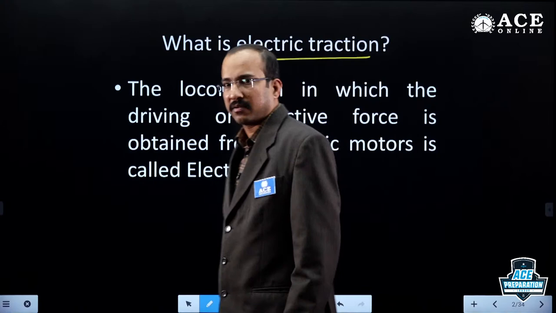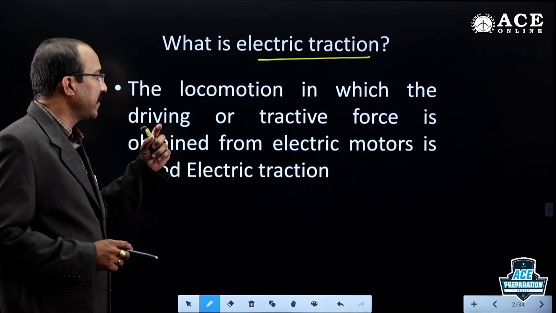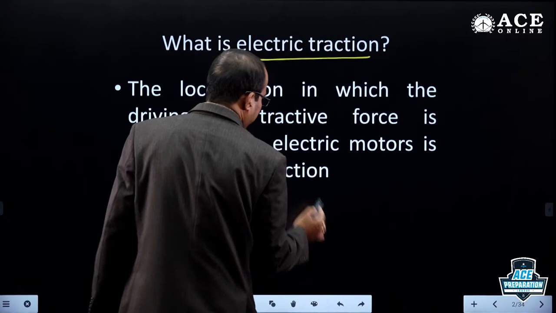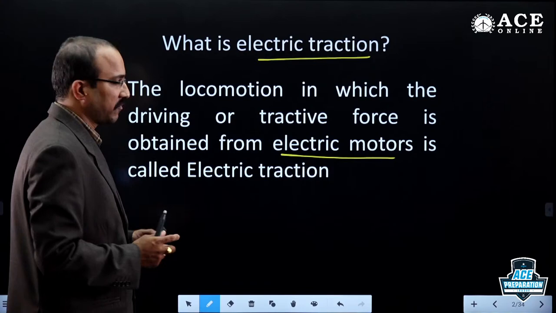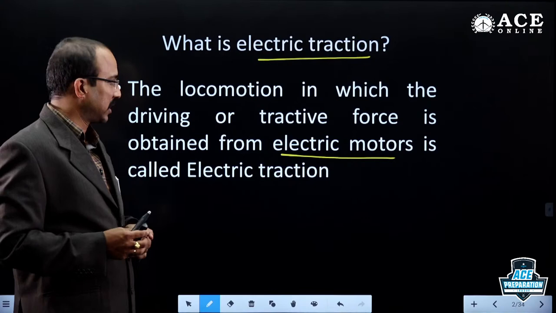We can look into the definition of electric traction like this. The locomotion in which the driving or tractive force is obtained from electric motors. So, if the driving force is obtained from electric motors, we can call it electric traction. Okay.